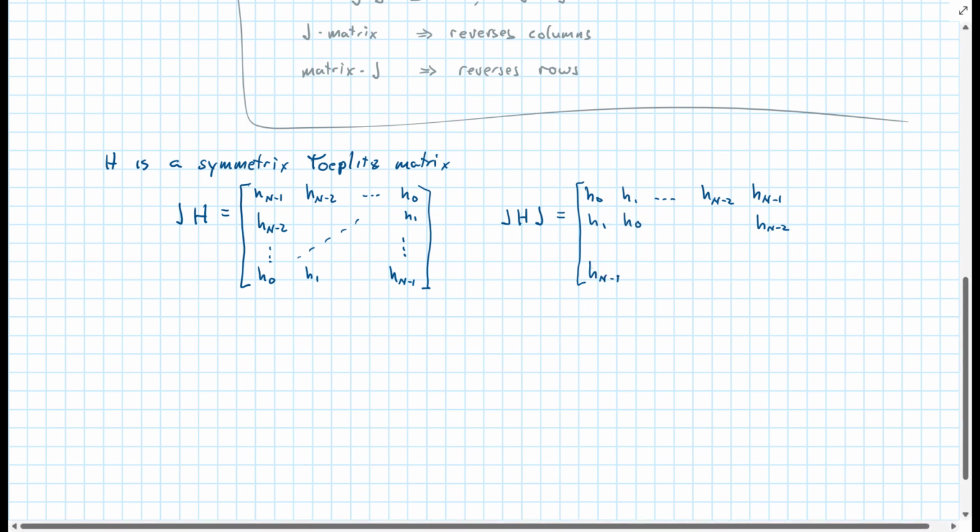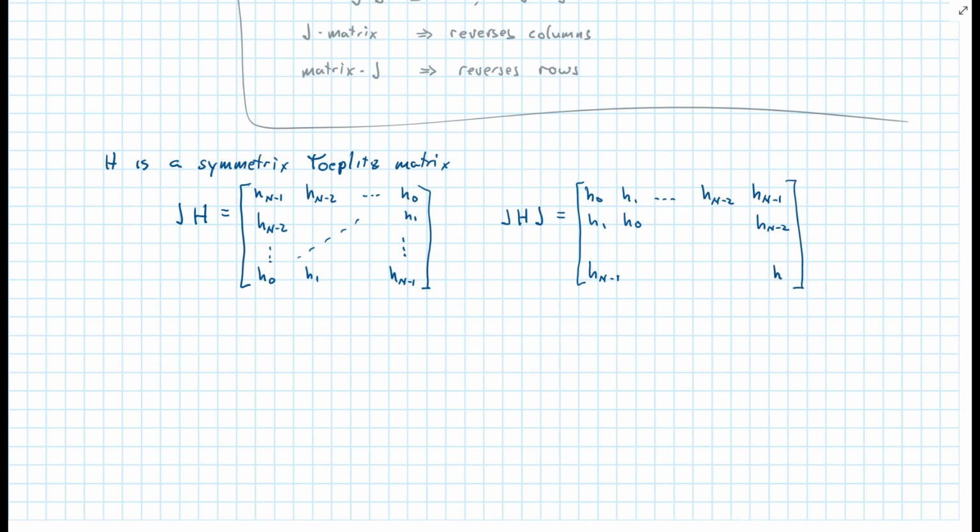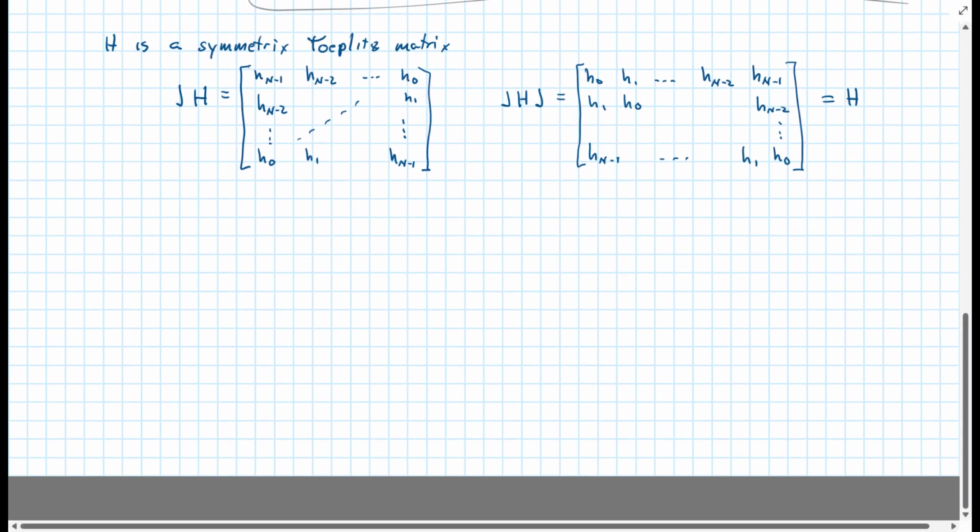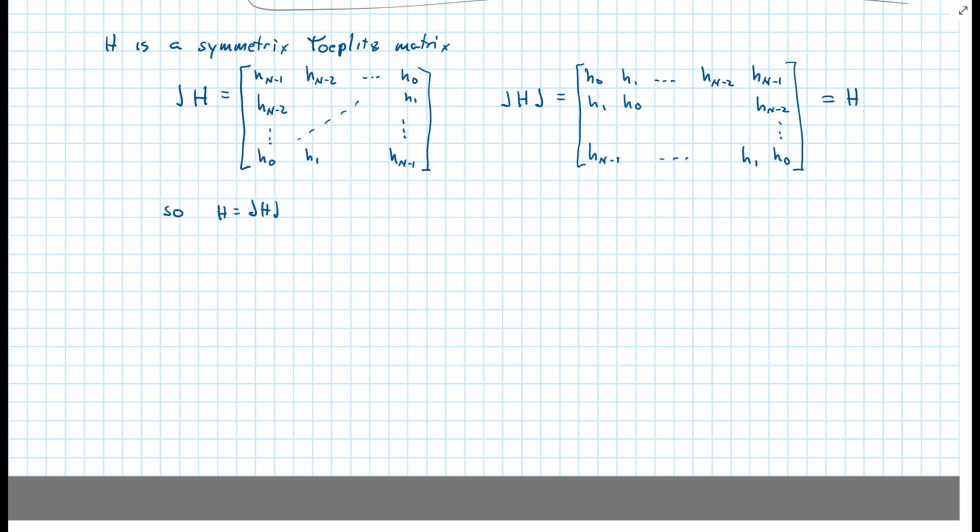All the way down to h_{n-1}, h0. As we flip these around, this would be h1. So this is now just back equal to h again. So to tie all these together, we have h is equal to JhJ, and we can multiply on the left by J, giving us Jh is equal to hJ.